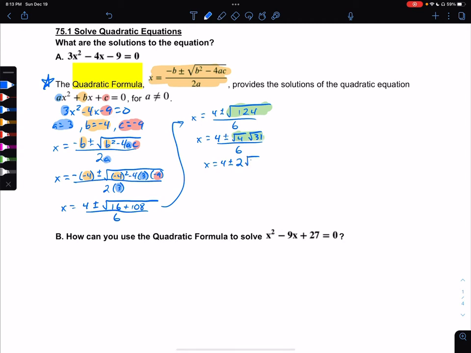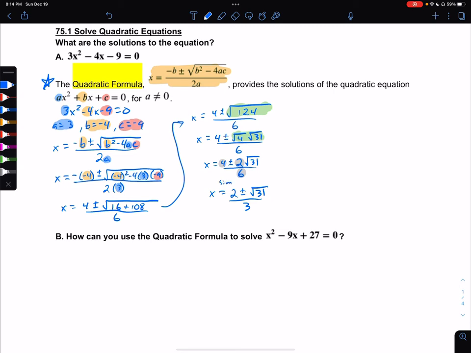And then the radical 31 stays. All of that would be over 6. Again, this is another step where you could potentially be done at this step, but you won't always be. Sometimes you will, sometimes you won't. But the next thing you need to look for is to see if you can reduce this. In this case, the 4, 2, and 6 all have a common term that goes into them. We can divide them by 2. So I would actually reduce all of this, and that would become 2 plus or minus radical 31 over 3.